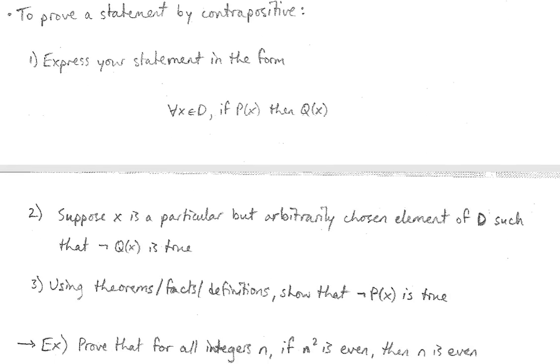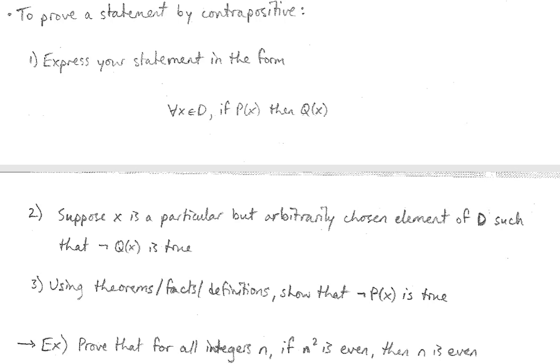Step 2, you're going to assume that x is a particular yet arbitrarily chosen element of D, and you're going to assume that not q of x is true. Once you have assumed not q of x is true, you then want to use theorems, facts, and definitions that we know to show that not p of x is true. If you can show that not p of x is true, then you've shown that not q implies not p, and thus its logical equivalent, p implies q.